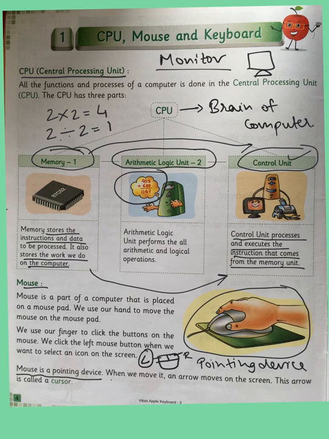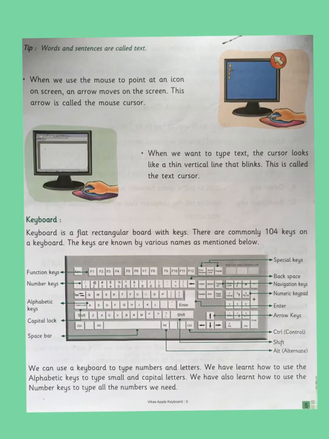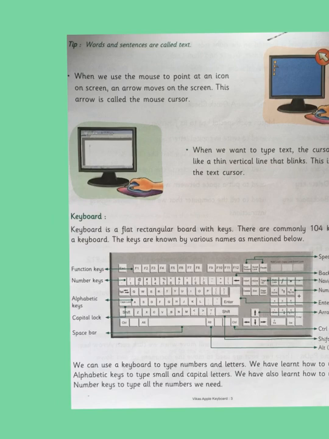So the mouse is actually a pointing device. When we move it, an arrow moves on the screen. This arrow is called a cursor. So when we move the mouse, this thing moves on the screen, and this is called the cursor. So now we will move on to the next page. This is the next page. When we use the mouse to point at an icon on the screen, an arrow moves on the screen. This arrow is called the mouse cursor.